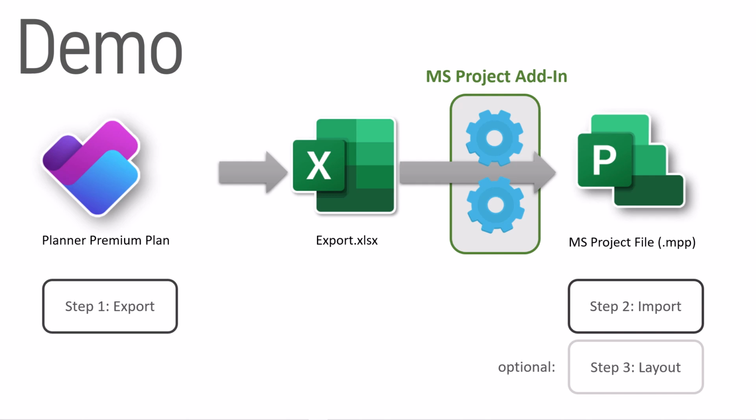The conversion from the Planner Premium plan to MS Project requires two steps. First, export your premium plan as an Excel file in Planner. Second, import this Excel file from MS Project using the MS Project import add-in. Optionally, you can then adjust the layout of the Gantt view.